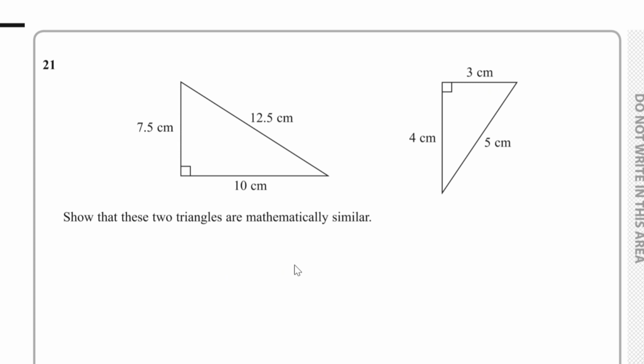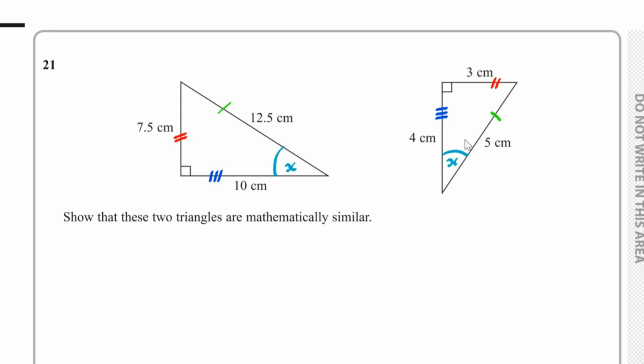Question number 21, we have to show that these two triangles are mathematically similar. Well, if I say that this angle here is x, such that this 10 centimeters is the adjacent, and then if I say that this is x, such that this 4 centimeters is the adjacent, well, matching up corresponding sides, this side matches up with this side, would match up with this side, and this side would match up with this side.